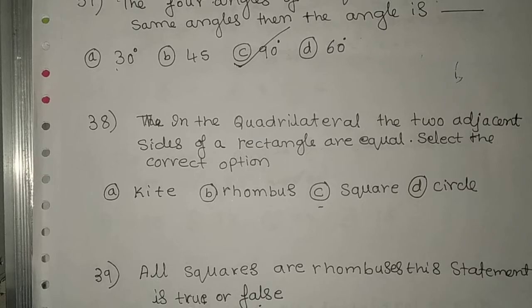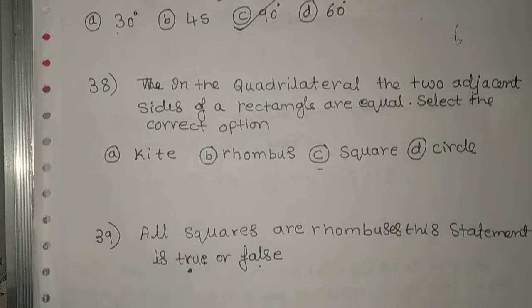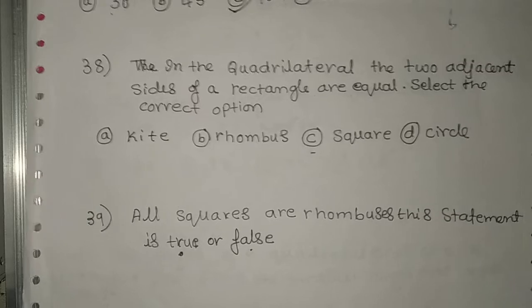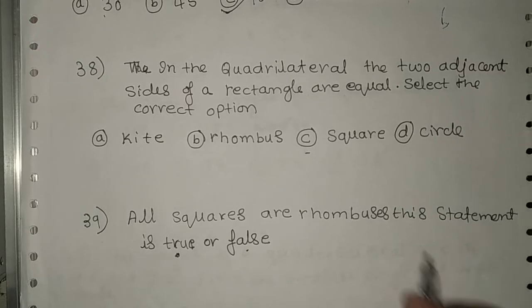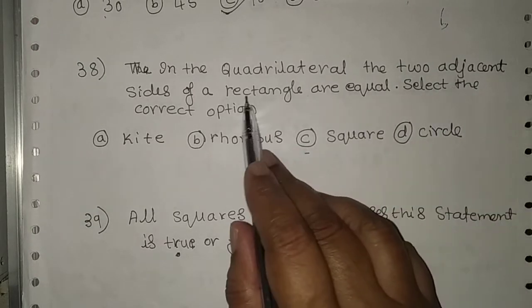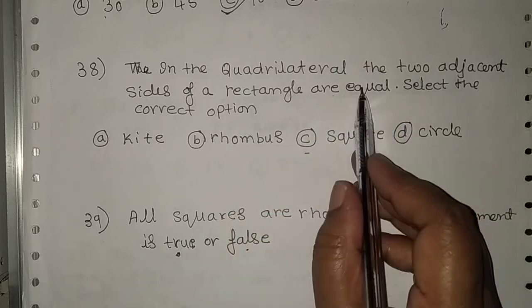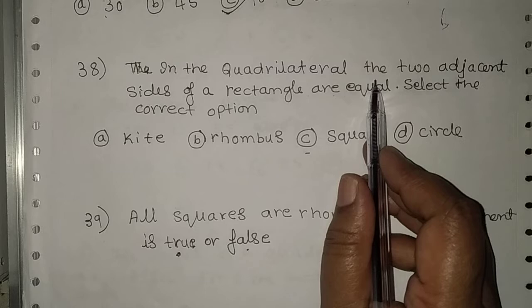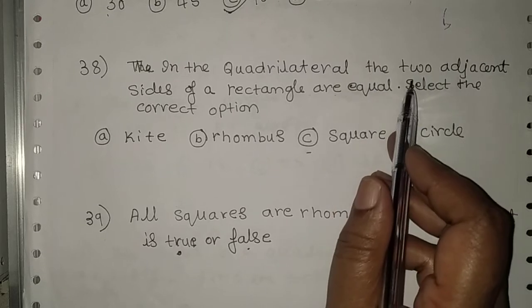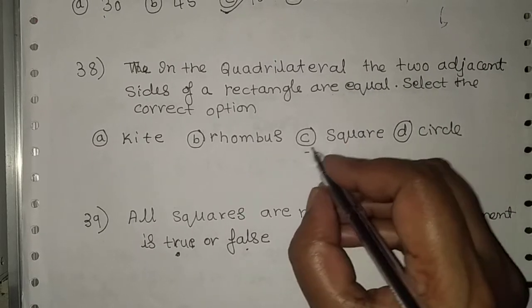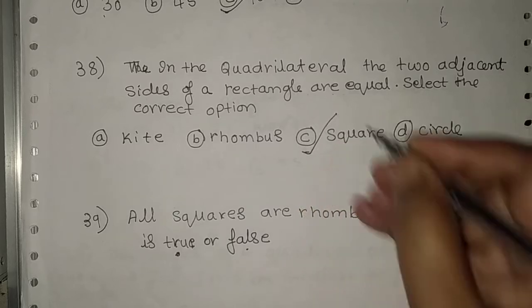So now we move on to the next question. In a quadrilateral, two adjacent sides of a rectangle are equal. Select the correct option. So in a quadrilateral, two adjacent sides of a rectangle are equal. Select the option. Here square is the correct answer.